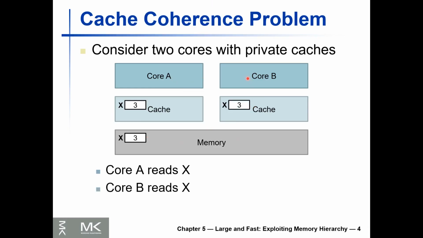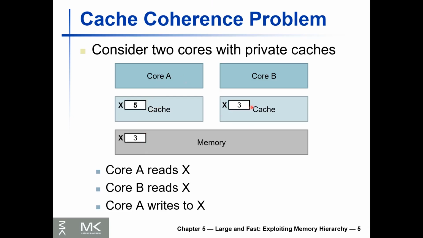Now let's assume that core A writes to X. Maybe it writes the value 5. Now if this is a write back cache, what's going to happen is this value here will change to 5, and this value in memory will stay 3. If it's a write through cache, this value will change to 5, and then the value in memory becomes 5 as well.